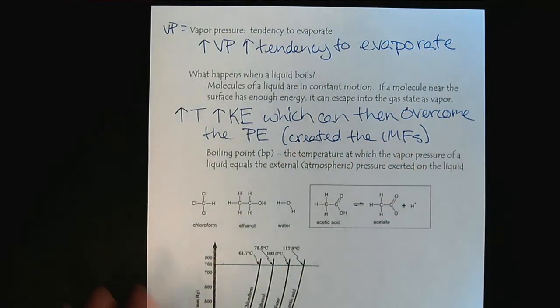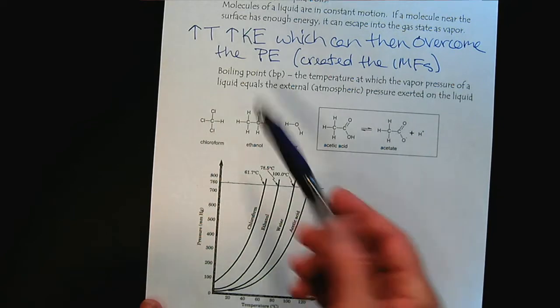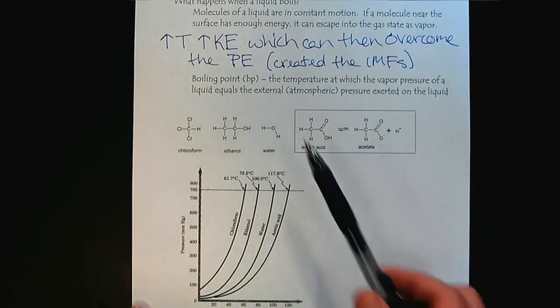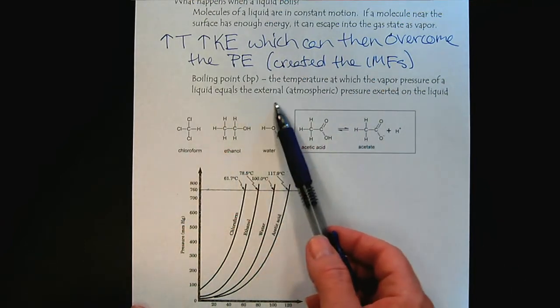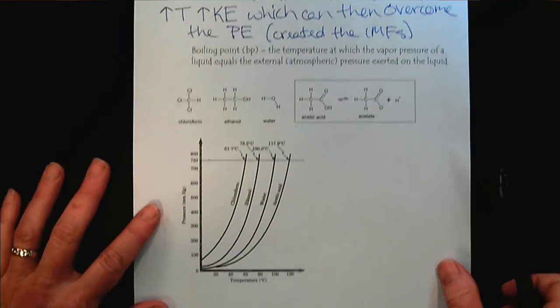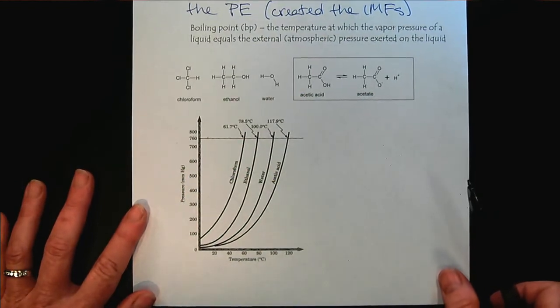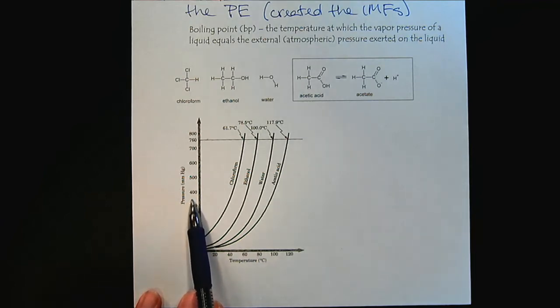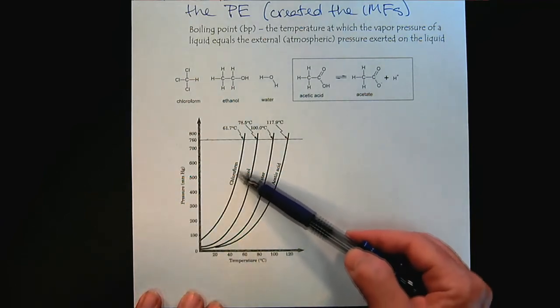Alrighty, so let's look at an example here. The boiling point, in summary, is the temperature at which the vapor pressure of a liquid equals the external atmospheric pressure exerted on a liquid. So we have a similar graph to the previous page, but now we've added more compounds so we can start to see how the intermolecular forces affect the boiling point. We have the same thing: along the x-axis we have the temperature, and along the y-axis we have the vapor pressure of each substance. So here we're starting with chloroform.